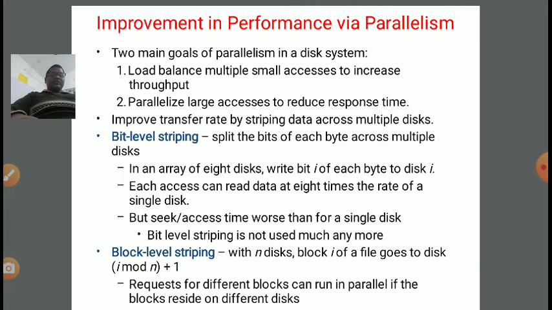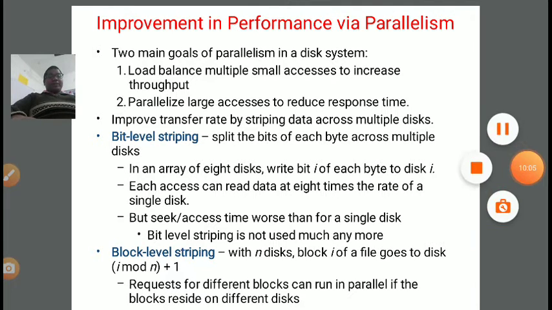Similarly, the next bit position will go to its corresponding disk. Each access can read data at 8 times the rate of a single disk. Yes, because there are 8 disks, suppose, so the speed will go up 8 times, right? Because they all are performing in a parallel manner. Now, but seek or access time is worse than for a single disk. Okay, bit level striping is not used much anymore. Nowadays, bit level striping is not used.